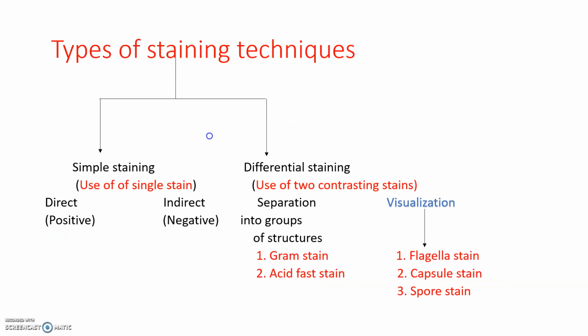Now these are the different types of staining techniques. Mainly the staining techniques are of two types: simple staining techniques and differential staining techniques. Simple staining techniques use a single stain, and this can be of two types: direct staining and indirect staining. That can be positive staining and negative staining. Differential staining uses two contrasting stains: gram positive and gram negative.